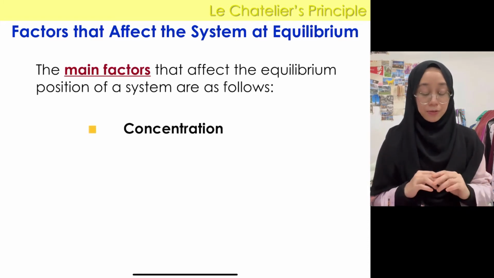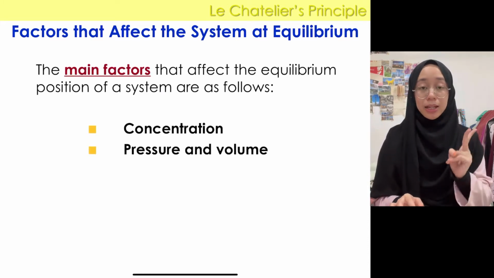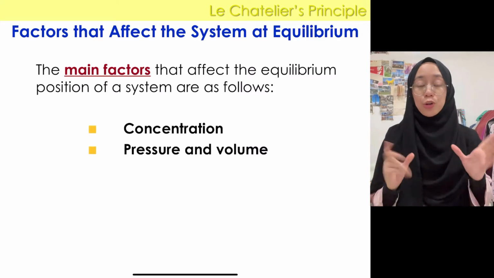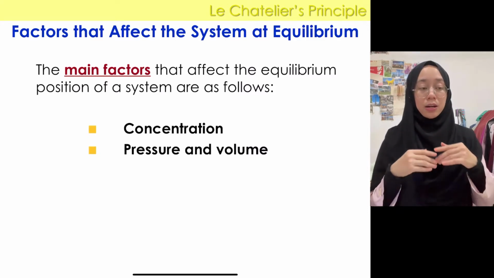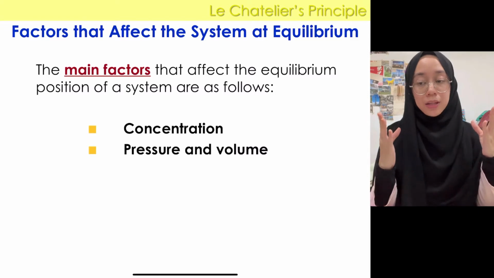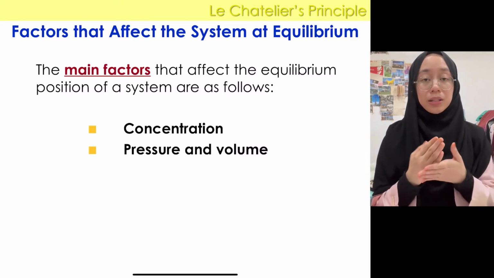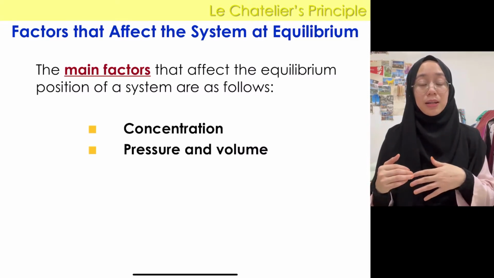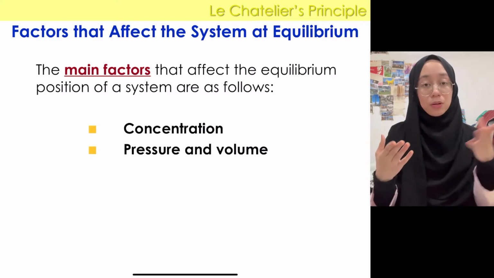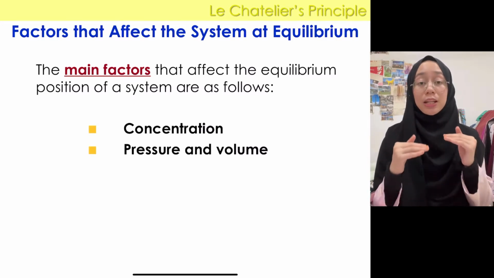So it is as follows. The first one is concentration, and then we will look at pressure and volume. So pressure and volume go together, because if we increase the pressure, the volume will be affected by that. Okay, same goes if we increase the volume, the pressure will be affected by that. So we look at these together.